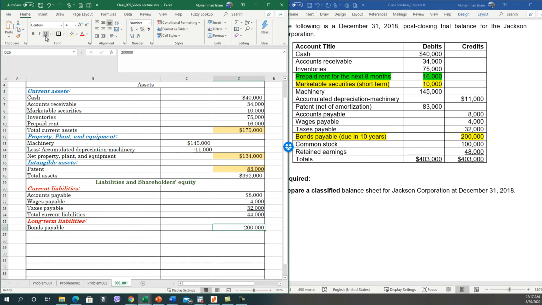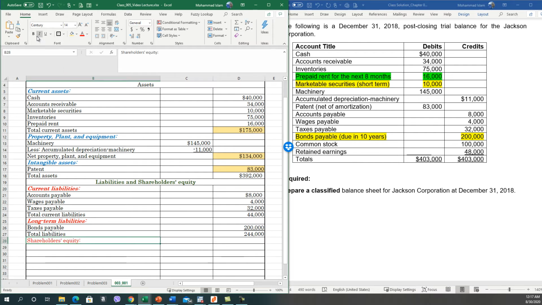So far we have our total liabilities. That is the sum of these two, 244,000. This is the total liabilities. Now we can write total liabilities here, and now shareholders equity.